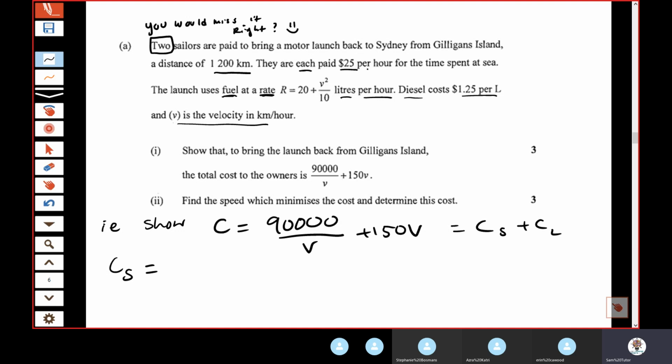Sailors are paid $25 per hour, so that is $50 per hour for both of them, for the time spent at sea. Cool. Per hour. That's it. That's all we have for now. Any questions?